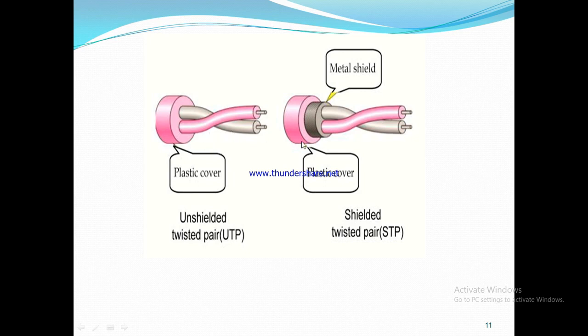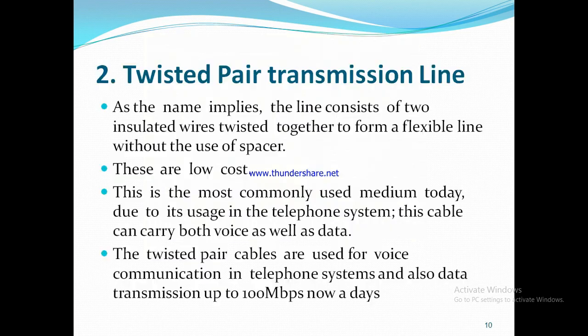It is not used for transmitting high frequencies because of the high dielectric losses that occur in the rubber insulation. We have 2 types of twisted pair transmission lines: unshielded twisted pair and shielded twisted pair transmission lines.